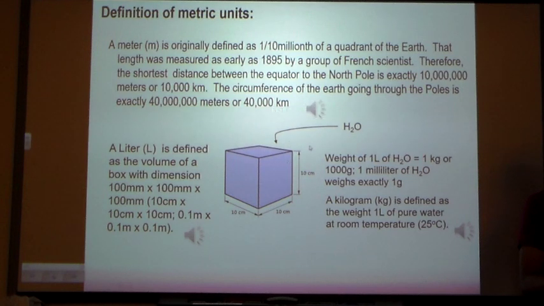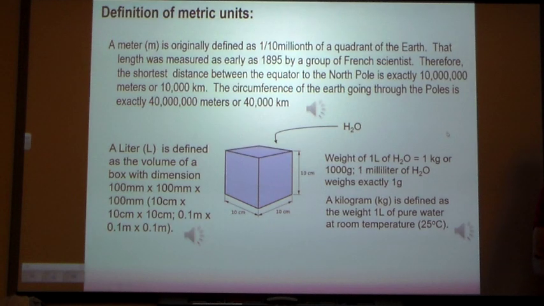Now, after a liter was defined, scientists needed a convenient weight standard. The most convenient weight standard comes from water. So they decided, why don't you just fill this box with water? If you fill the 1 liter box with water, the weight of the water inside the box is exactly 1 kilogram. You might remember from Bio 101 that 1 liter of water weighs approximately 1 kilogram. This is not a coincidence, it is the very definition of the kilogram.